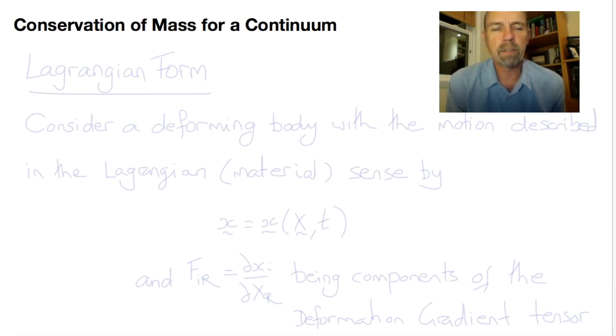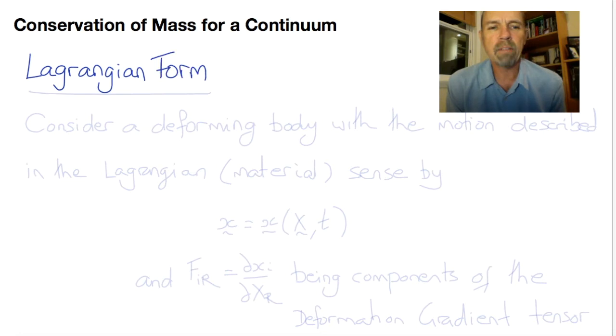Today we're going to begin deriving the conservation laws for continua by deriving the conservation of mass. Now there are actually two versions of conservation of mass for a continuum. They represent the same physical principle, but one of them is a Lagrangian form, so mass conservation as seen by a material observer, and the other is an Eulerian form, mass conservation as seen by a fixed spatial observer.